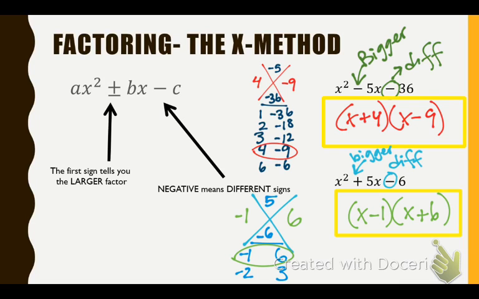So the bigger number one? The bigger one needs to be positive. Oh, okay. Because we need a positive 5. The bigger one needs to be positive. 3 is bigger than 2. So 3 needs to be positive and 2 needs to be negative.